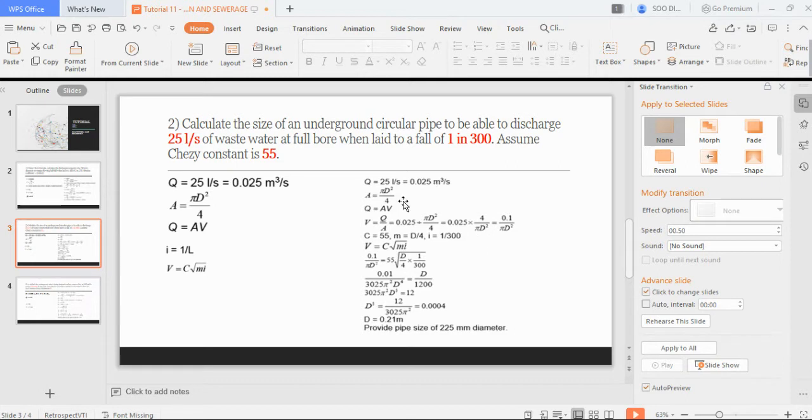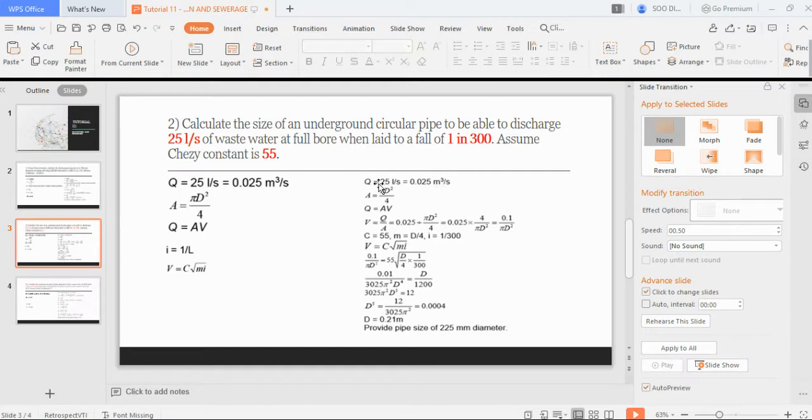In this question, you're given your Q, which is your discharge, 25 liters per second, with wastewater at full bore, your inclination is 1 to 300, and your C is 55. Best practice when you're doing the question is to write down all the information and all the formulas available. This way you'll be able to solve the question easily. It's asking you to find the size of the underground circular pipe.